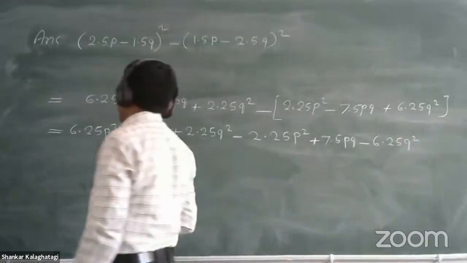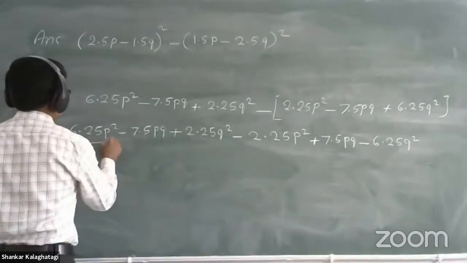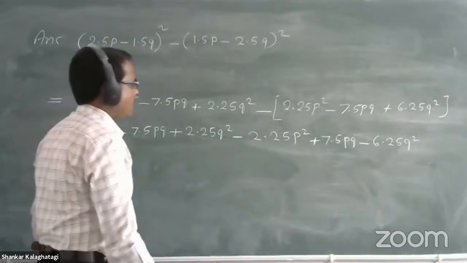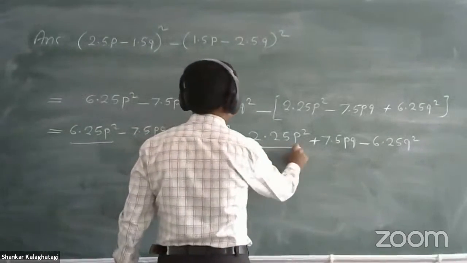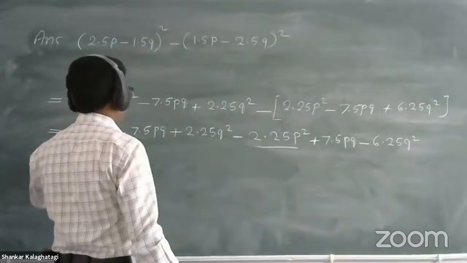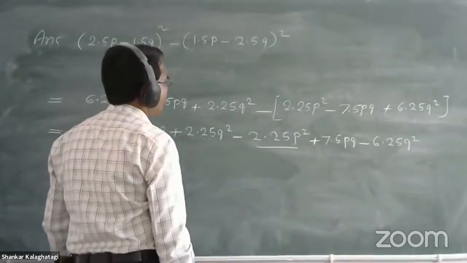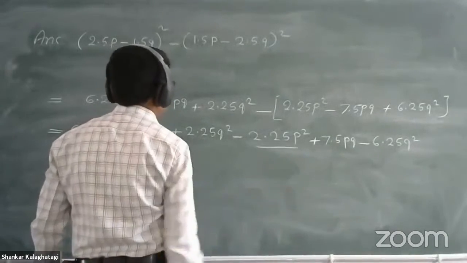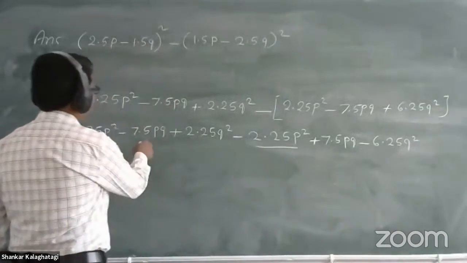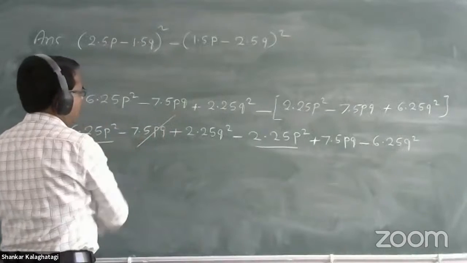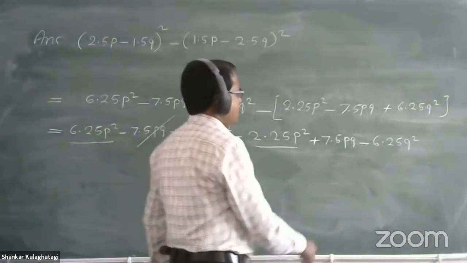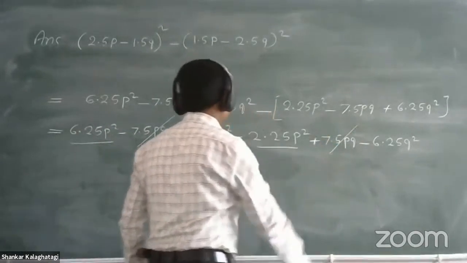Now which are like terms? Here 6.25p² is there. Where is p²? Here is p², but it is 6.25 here and 2.25 there. Which are the same? First cancel those. Are any same terms there? PQ: 7.5pq and 7.5pq cancel.